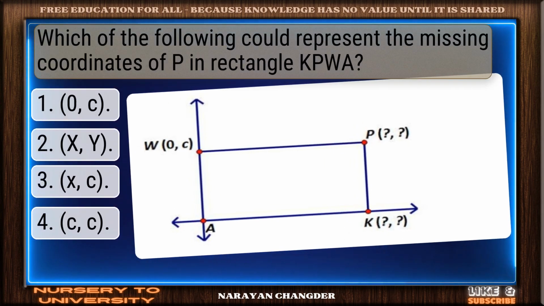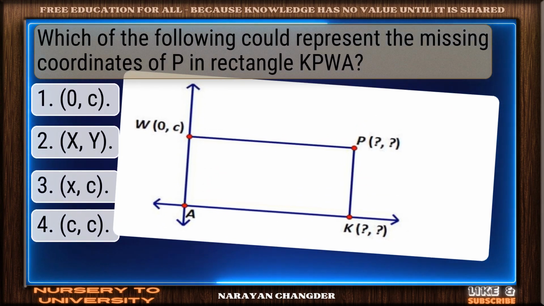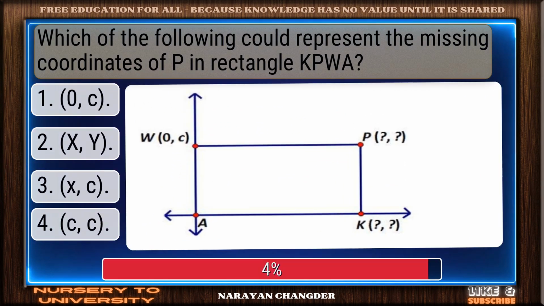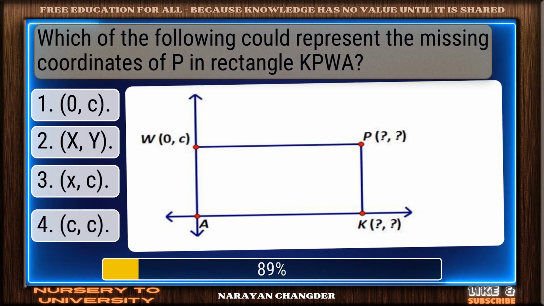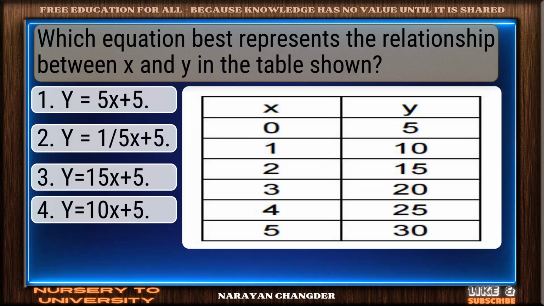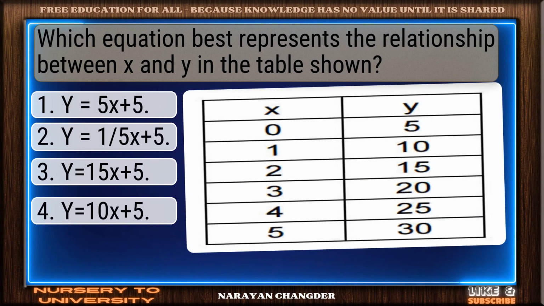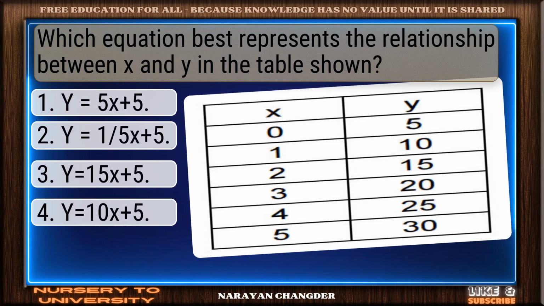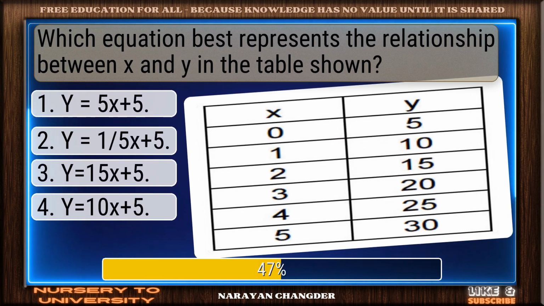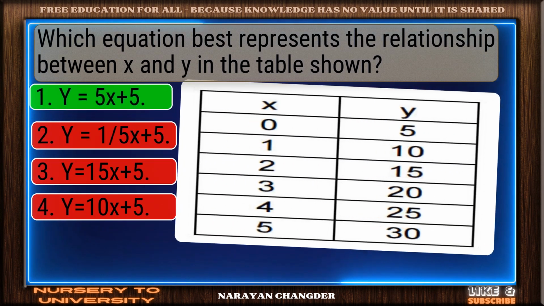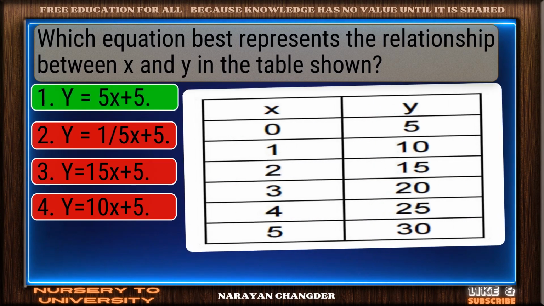Question number 6. Which of the following could represent the missing coordinates of P in the rectangle? Perfect is the correct choice. Question number 7. Which equation best represents the relationship between x and y in the table shown? Bravo. Y equal to 5x plus 5 is the answer.